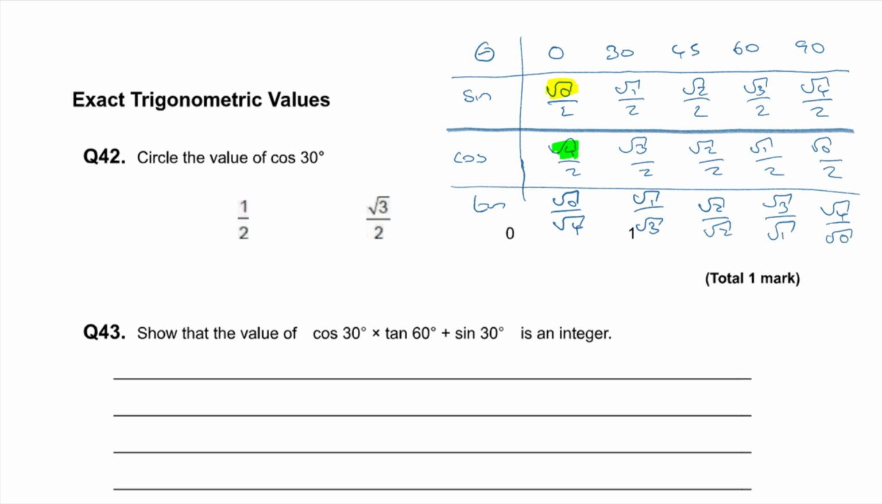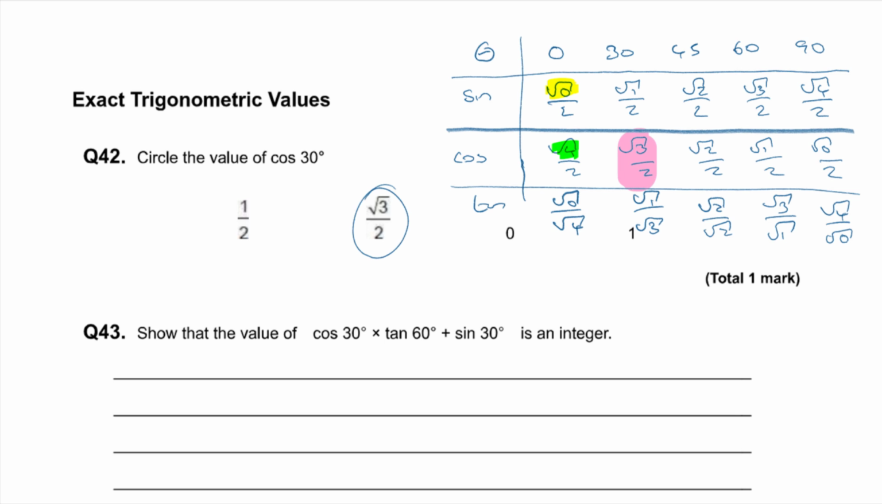Okay, right, so question 42, circle the value of cos 30. So straight from my table, I can see that the value of cos 30 is that one, isn't it? Root 3 over 2. Okay, so I've kind of scored all over my question paper here, but it's that one there, root 3 over 2.